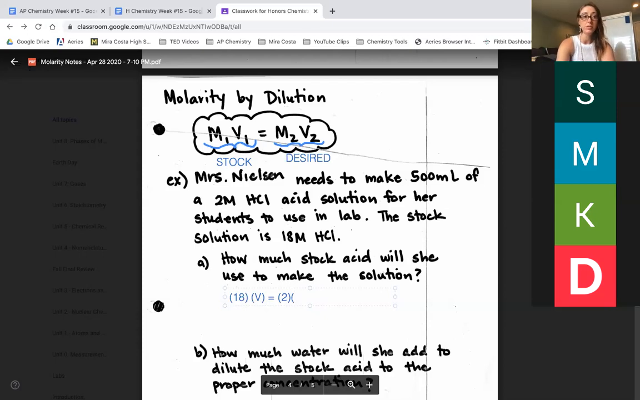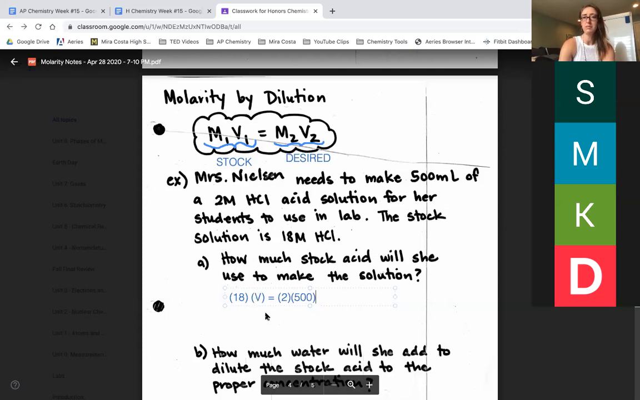And it doesn't matter what your units of volume are as long as it's the same on both sides of the equal sign. So I can keep this as 500 mils or I can turn it into 0.5 liters. It doesn't really matter. But if I put in milliliters on this side of the equation, then my volume is going to come out in milliliters here.